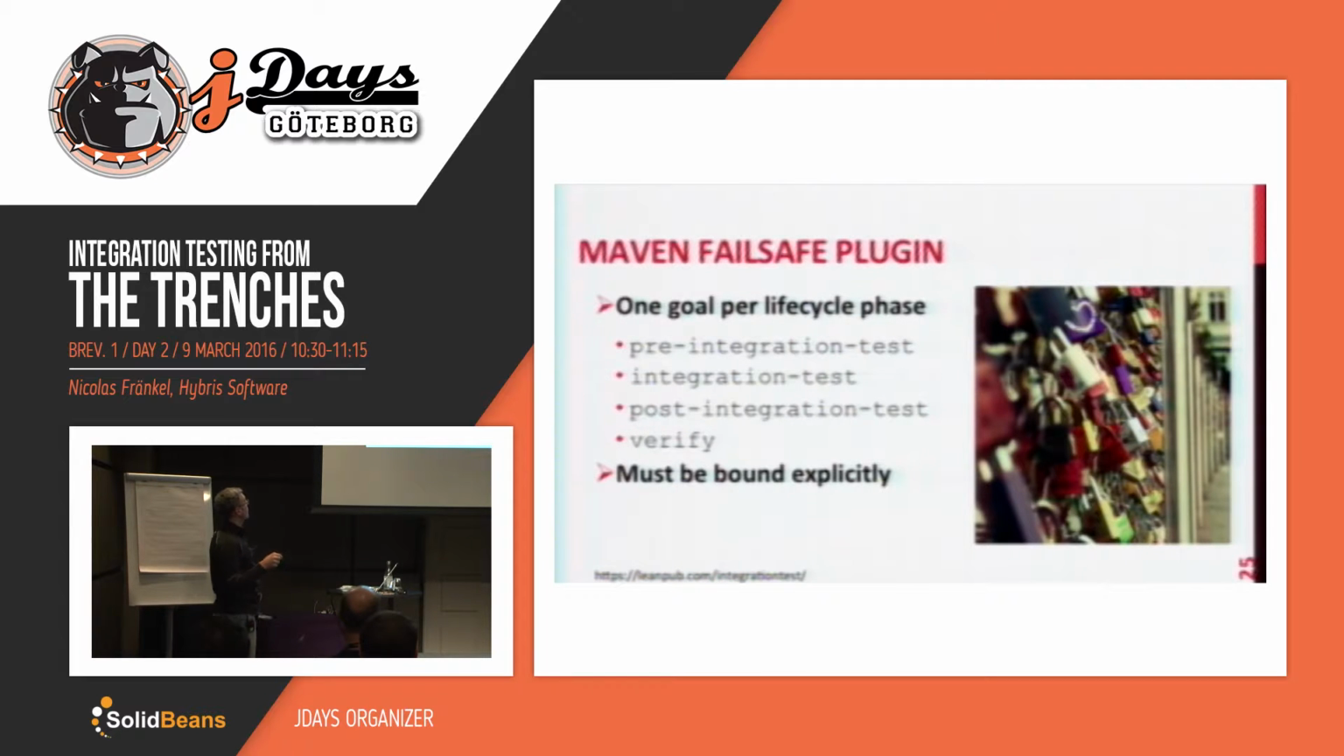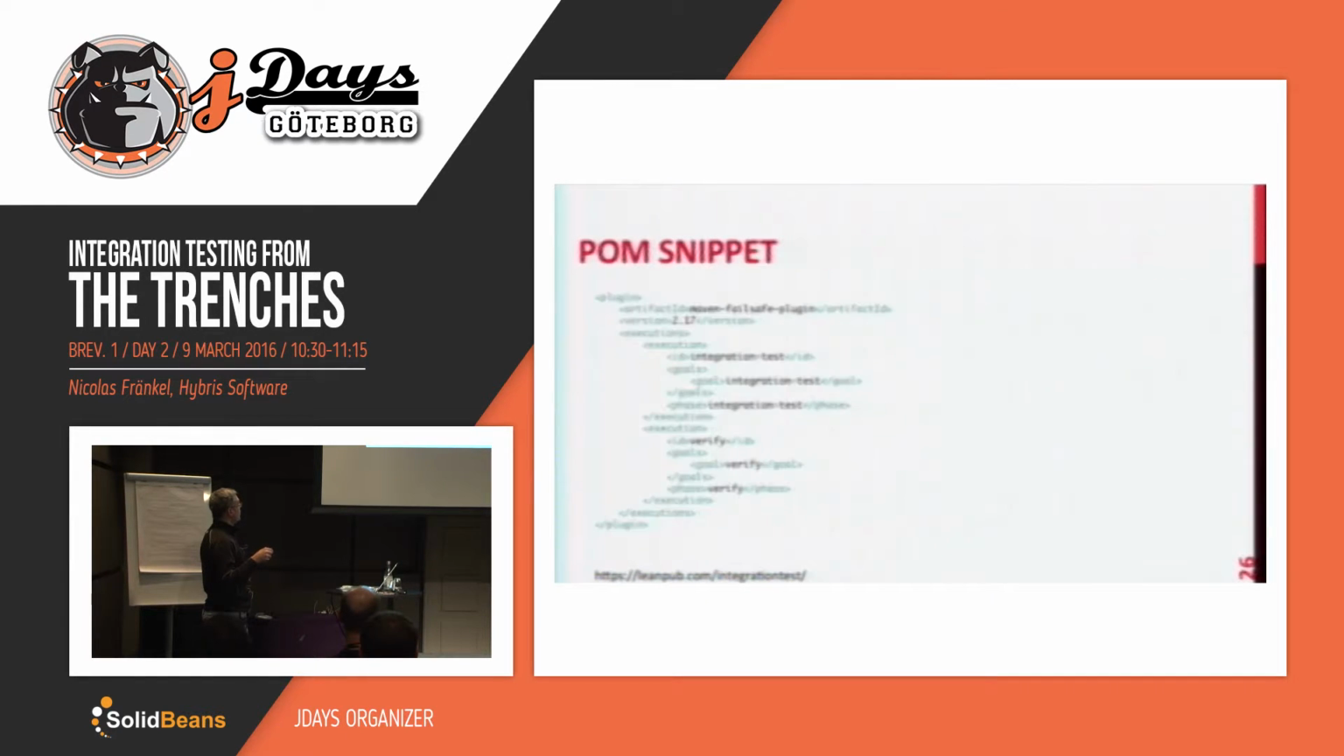And this is one such example. Like here, I bind the integration-test goal to the integration-test phase and the verify goal to the verify phase. Why do you have at least two phases, like integration-test and verify? Because probably if you fail your test in the integration-test phase, you still want to pass to your post-integration-test in order to shut down Tomcat. So just think about that.